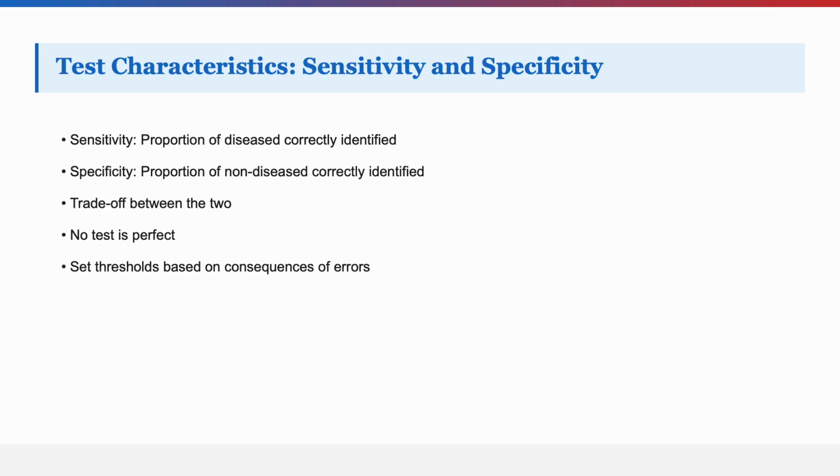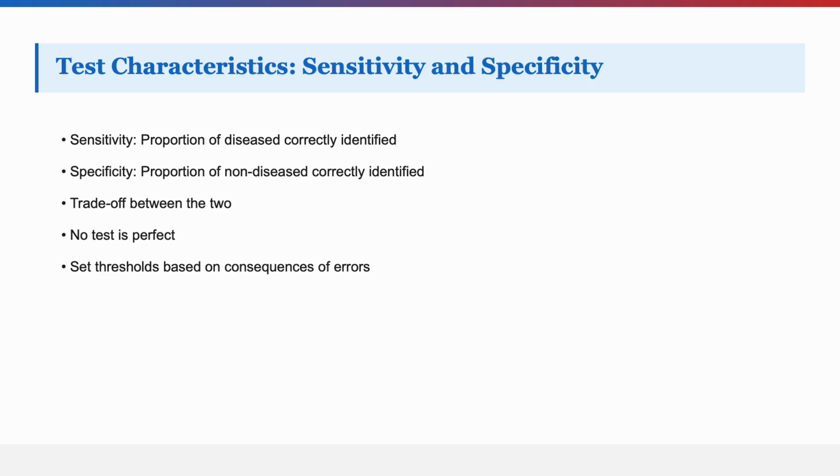To evaluate screening tests, we start with sensitivity and specificity. Sensitivity is the proportion of people with disease who test positive. A sensitivity of 90% means 90 out of 100 diseased people are correctly identified, 10 are missed, false negatives. Specificity is the proportion of people without disease who test negative. A specificity of 95% means 95 out of 100 healthy people are correctly identified, 5 test positive despite being healthy, false positives.